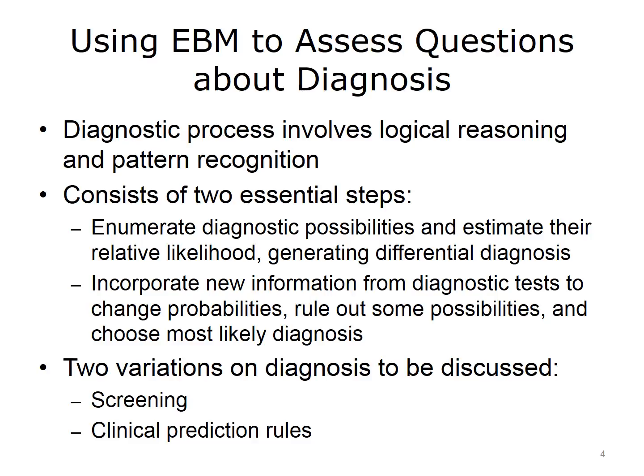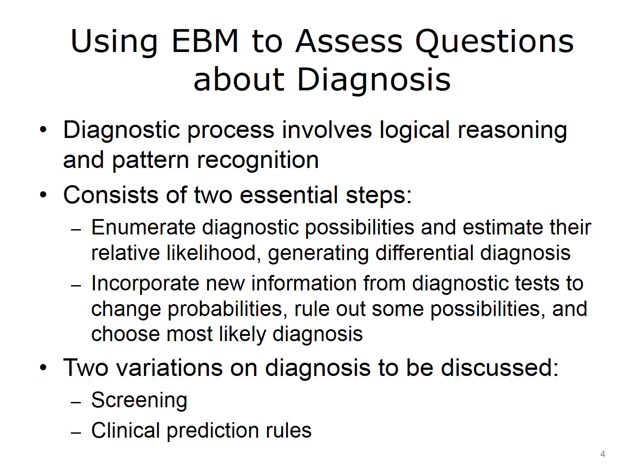Before we can begin talking about diagnostic tests, we have to enumerate all the diagnostic possibilities and estimate their likelihood. Diagnostic decision support systems generate a differential diagnosis not only of the possibilities but also of the likelihood of each possibility based on the data collected about the patient and his or her condition. The second step is to incorporate new information from diagnostic tests that affect the probabilities for different items of the differential diagnosis. We can then rule out some possibilities and choose the most likely diagnosis.